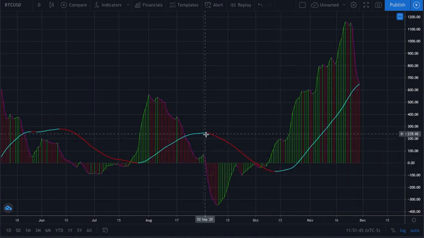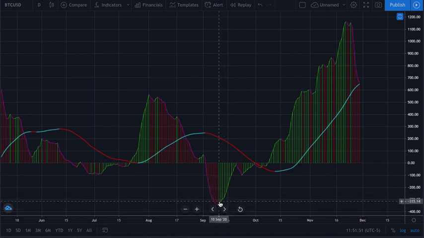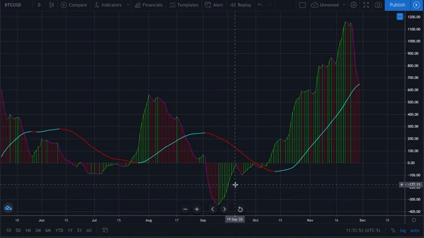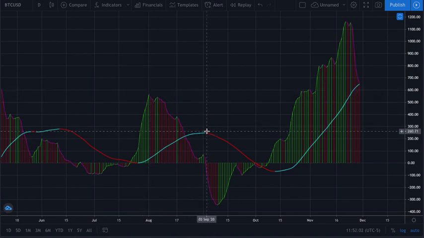So you don't have to call. This is not going to let you call tops and bottoms. That's what this is for. The histogram, when it peaks out like this and then flips over green, that's telling you that's the bottom. When it peaks out like this and turns red, that's telling you that's the top. So there's a huge difference between here, it's telling you that's the top, and then here, it's telling you we're in a trending move in that direction.